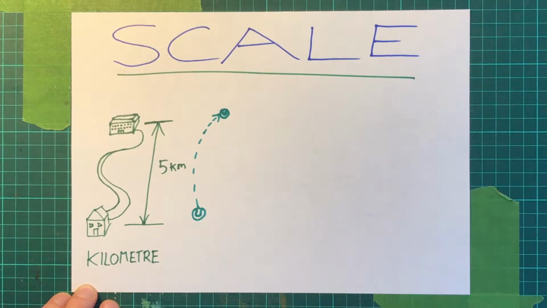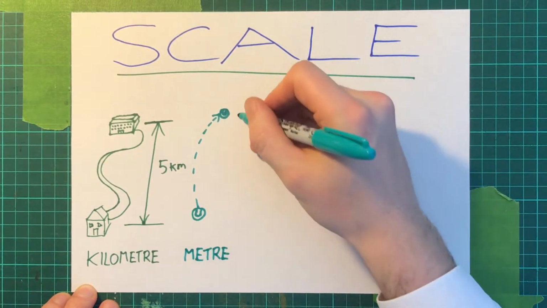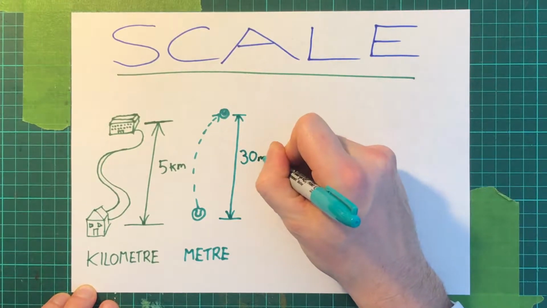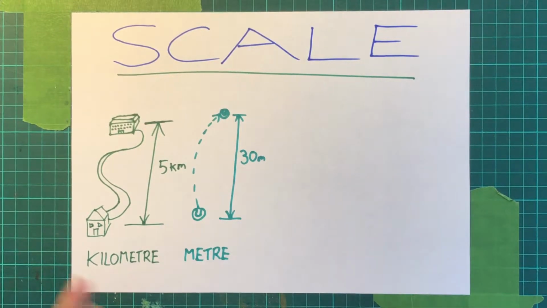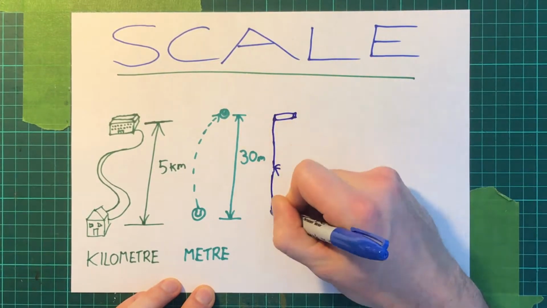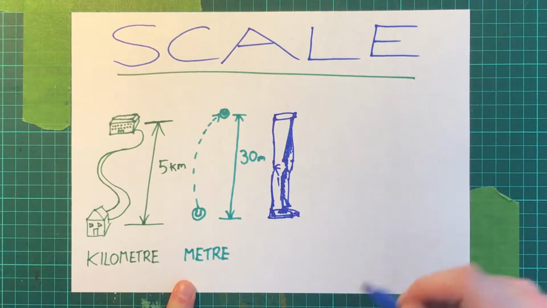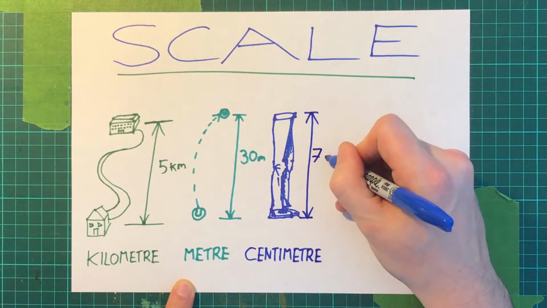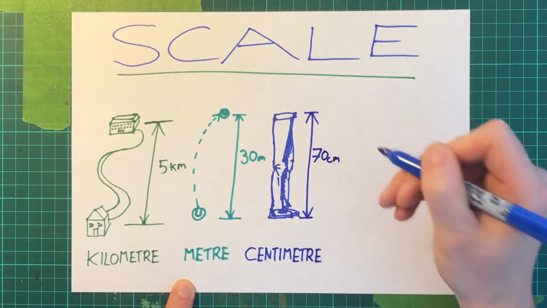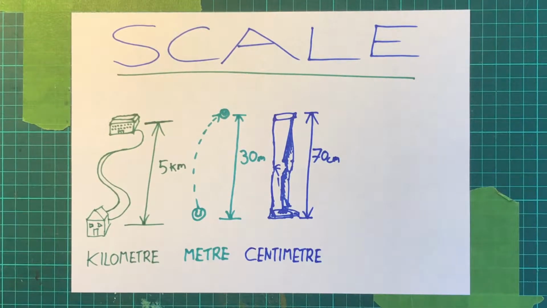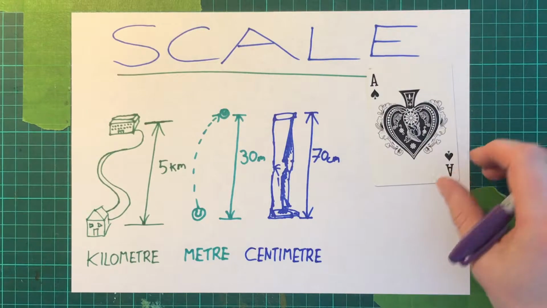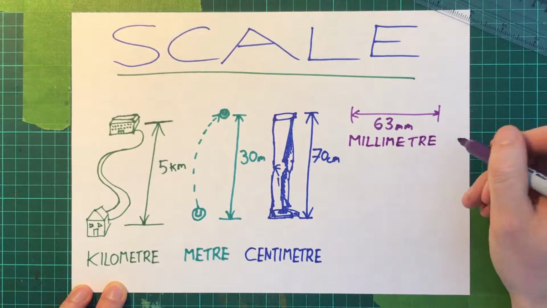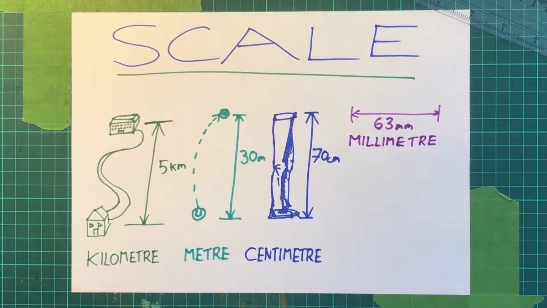But kilometers wouldn't be very good if you were trying to describe how far you could throw a ball. For this, you might use meters. So this might be 30 meters, say. And the abbreviation for this is just a lowercase m. But say you wanted to measure something like how long your legs are, you might use centimeters. So maybe your legs are 70 centimeters long. But again, if you wanted to measure something smaller, say a playing card, you might use millimeters. So if we measure this, the abbreviation for millimeters is mm, as you can see.